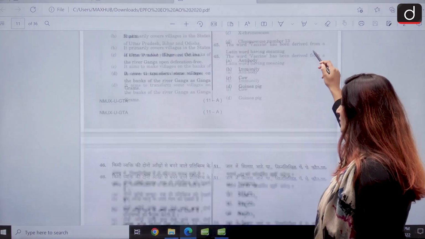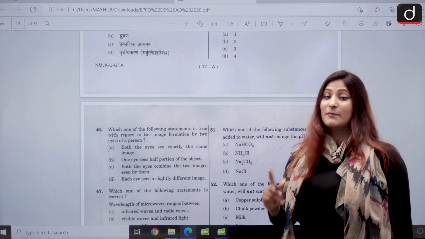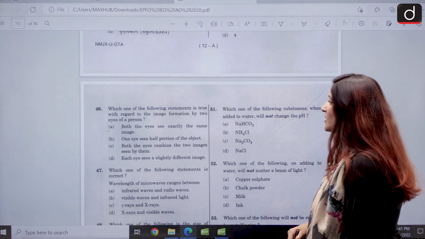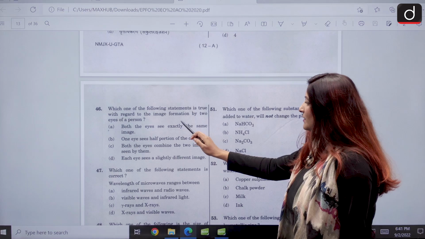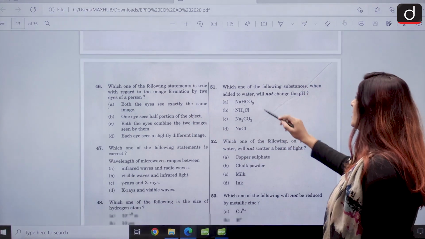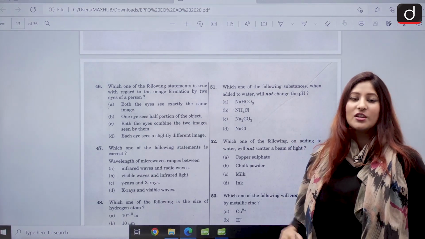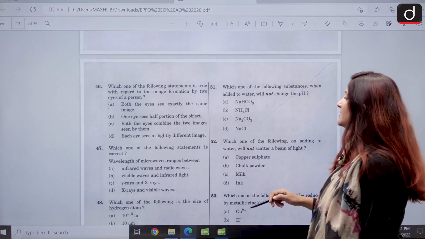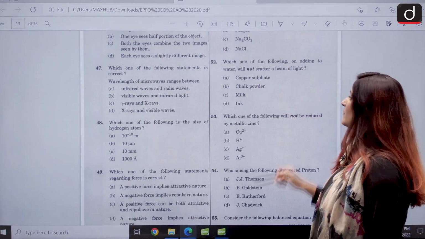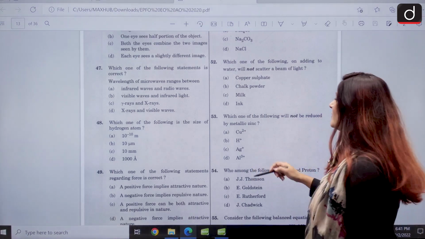I remember this question when some of my friends gave this examination, and they were saying that was an amazing question. Which one of the following statements is true with regard to the image formation by two eyes of a person? This belongs to general science, physics, NCERT. Which one of the following substances, when added to water, will not change the pH? Chemistry, general science, NCERT. Which one of the following, on adding to water, will not scatter a beam of light? This belongs to chemistry, NCERT, general science.